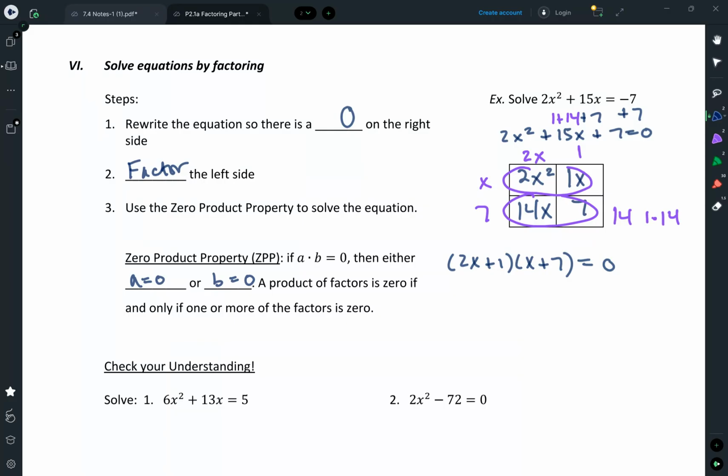So I would set each of those factors separately equal to 0. And then I would have to solve them both. So I'm going to subtract 1 and divide by 2. So x is equal to negative 1/2. The second one, I would subtract 7. So my answers are x is equal to negative 1/2 or x is equal to negative 7.